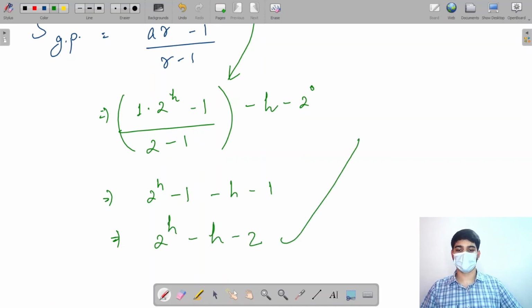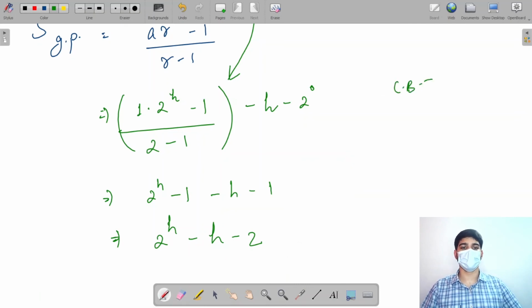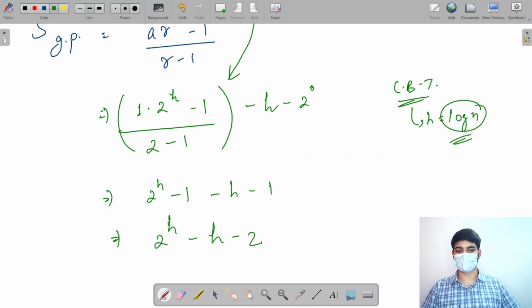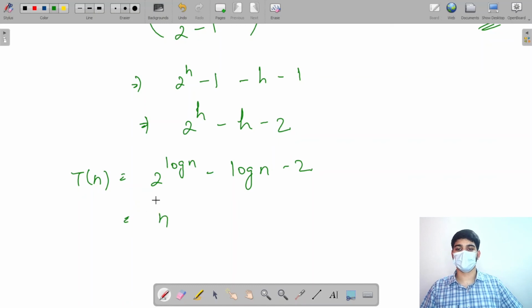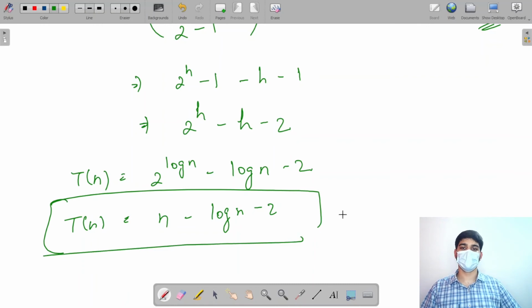If you think about it, h is our height. In a complete binary tree, as we discussed, the height is equal to log of n, right? So what we can say is that our T of n is 2 raised to the power log of n minus log of n minus 2, right? 2 raised to the power log of n is nothing but n, right? 2 raised to the power log of n is nothing but n. So it would be n minus log n minus 2. So our time complexity at the end, what we get is this, right? And this is nothing but O of n, right?